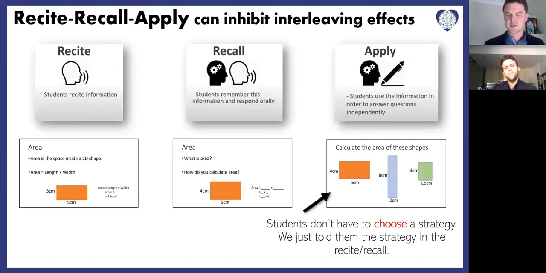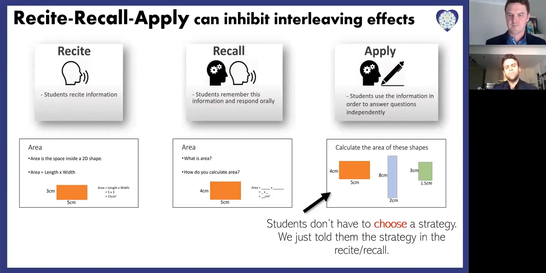Another example is something that I used to do a lot, mistakes of the past. So in an area example, we're reciting what the definition of area is, the formula for area, and then we're having students recall that information from hopefully their long-term memories. And then I used to give them a set of problems like this. And again, all they do is they see 4 and 5, they multiply. 8 and 2, multiply them. 3 and 1.5, multiply them.